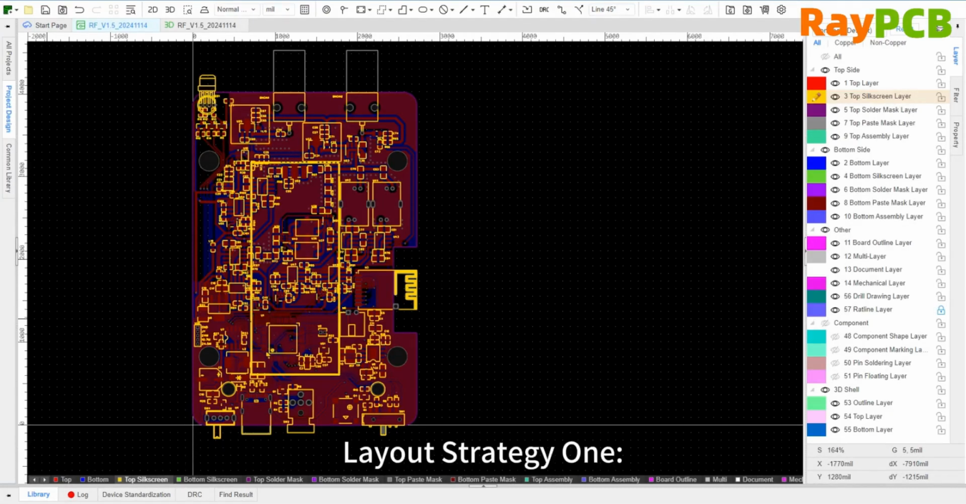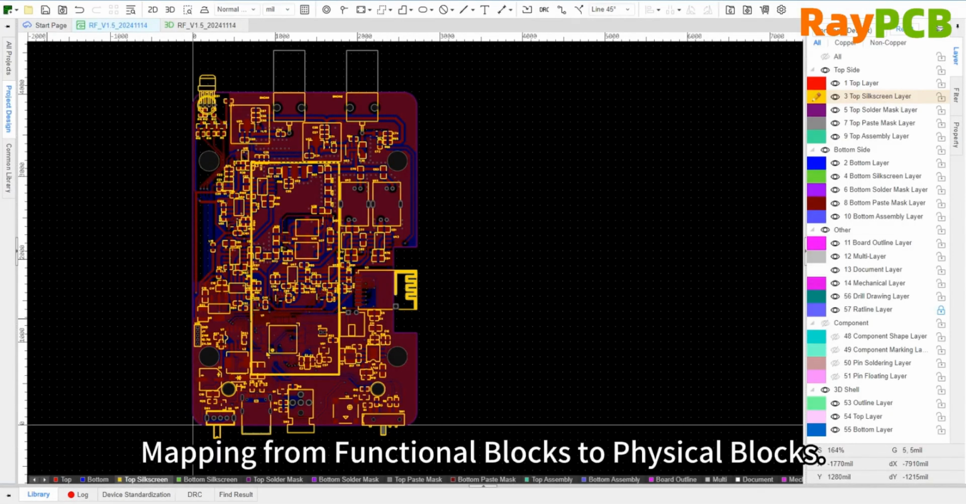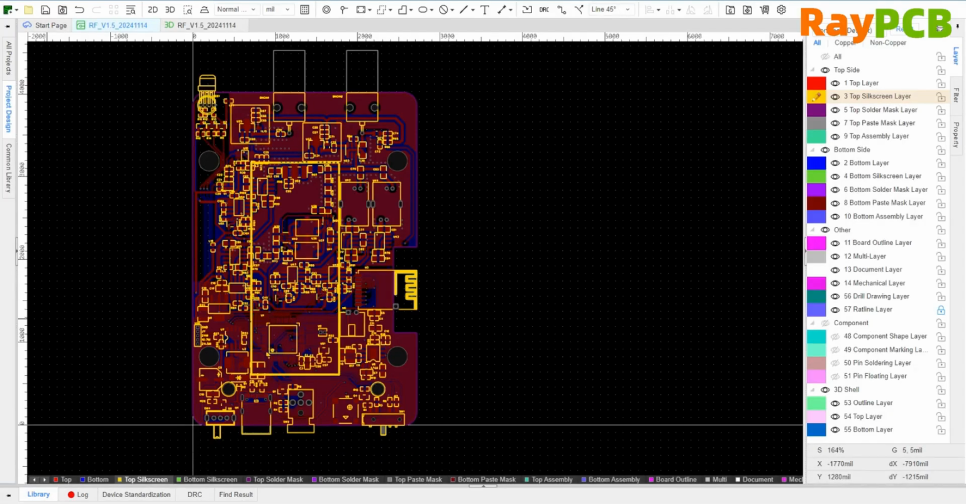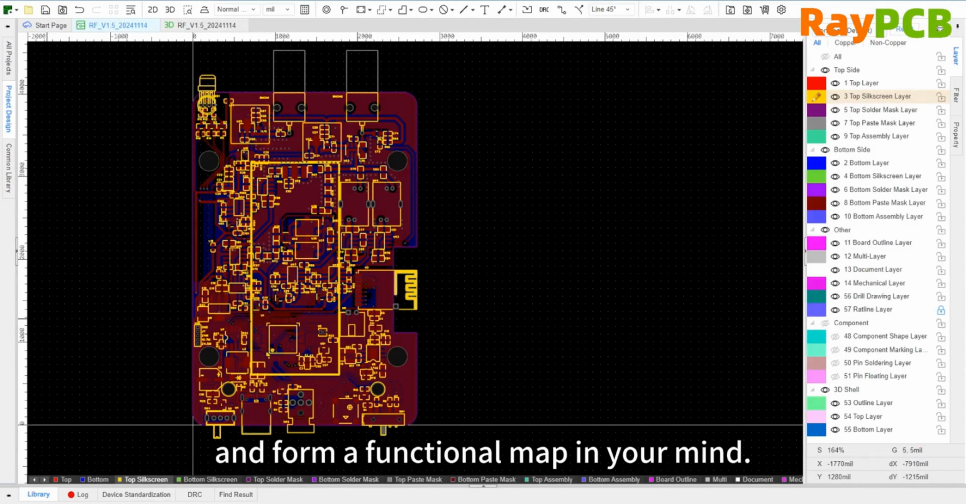First, let's consider strategy 1. This involves the crucial process of mapping from functional blocks to their corresponding physical blocks. Before you start working by hand, you must review the schematic and form a functional map in your mind.